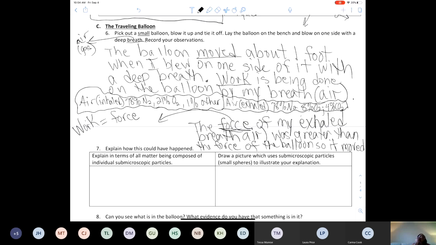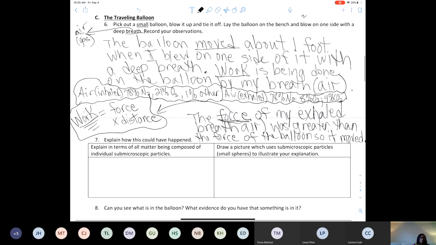But my exhaled breath was strong enough to cause that balloon to move. So the force was great enough to cause the balloon to move a certain distance, and therefore work was being done on that balloon. Because for work, you have to have a force, and the force has to be great enough to cause the object to move a certain distance, and therefore work is being done. So work was being done on the balloon because the balloon moved.